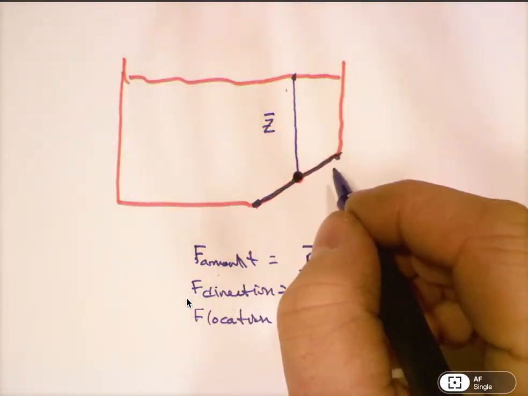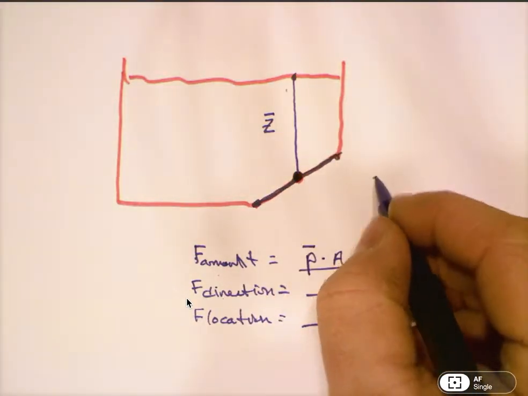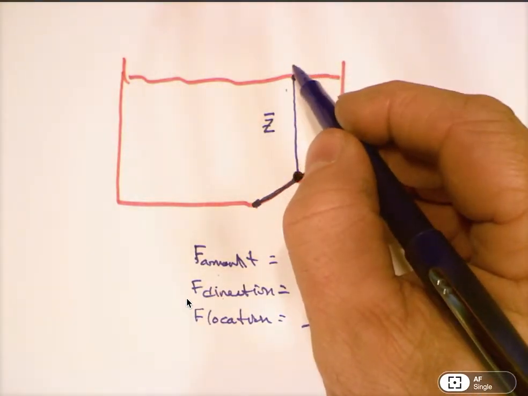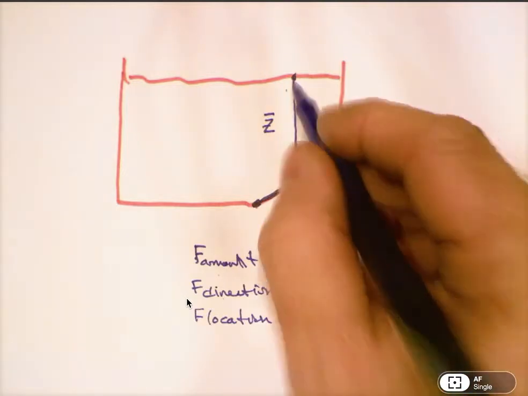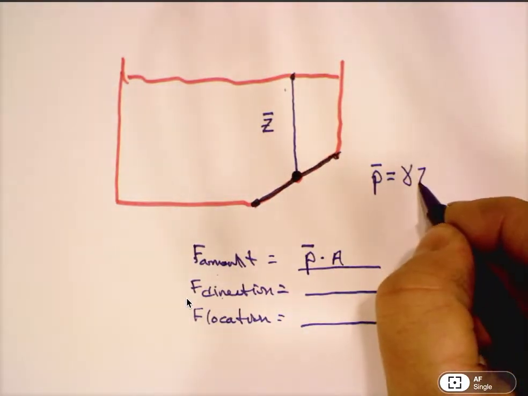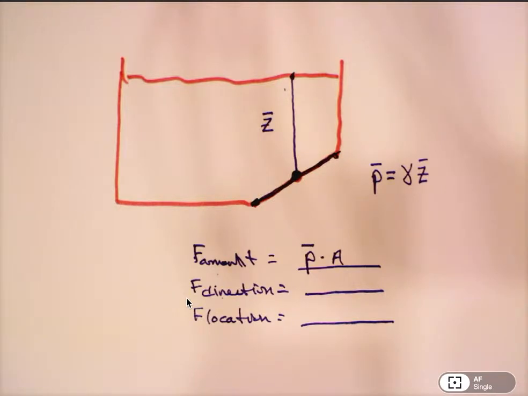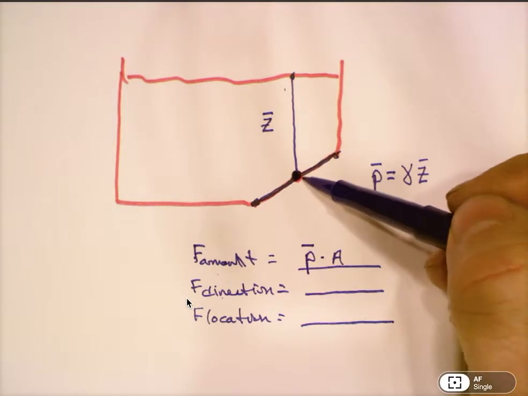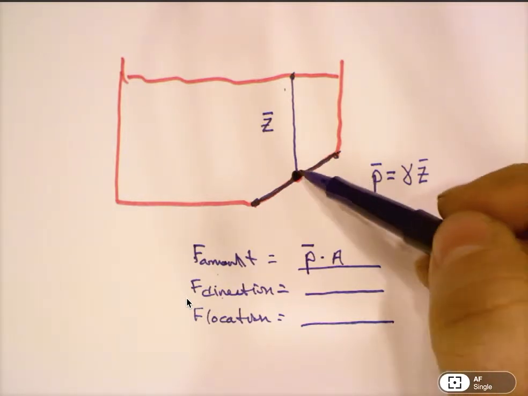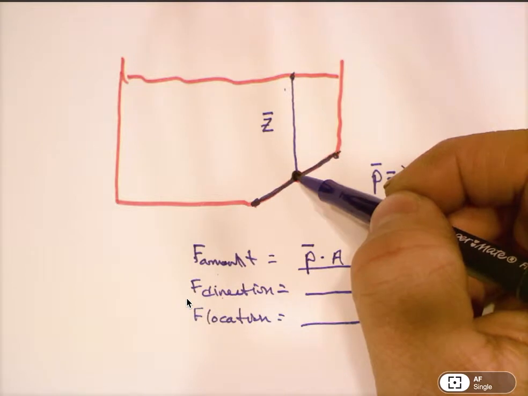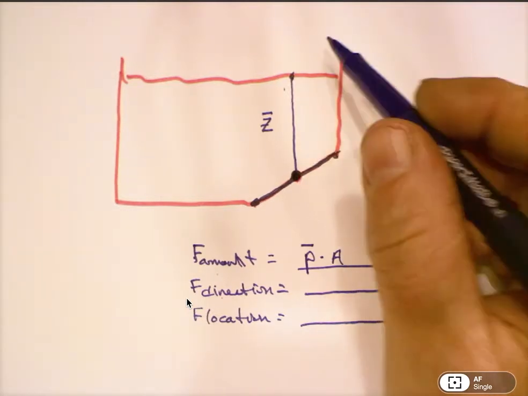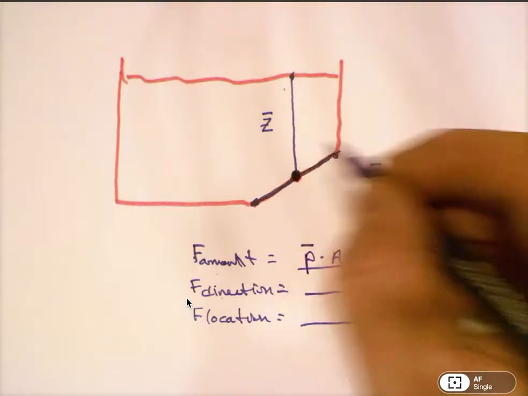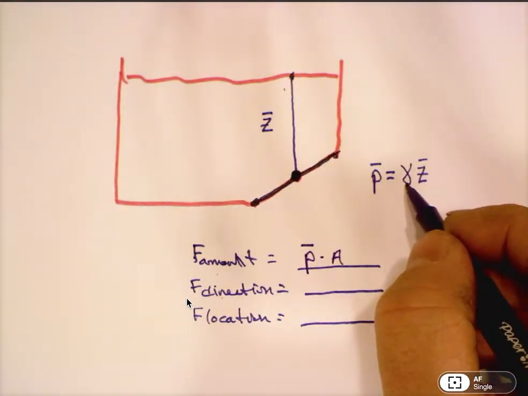Now, in our previous classes, if I asked you to find p bar, you would probably say, well, it's the pressure above the tank plus gamma z bar. But since the pressure above the tank is the same as the pressure below the tank, all we're focusing on here is just the pressure due to the water. That pressure above and below the tank cancel out, and the force being applied here is going to be just due to the gamma z.